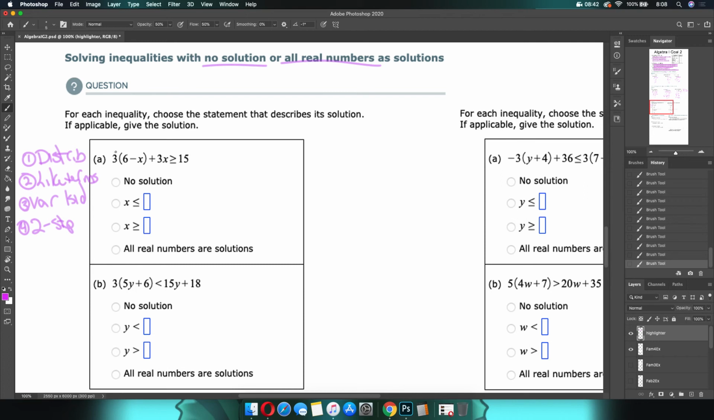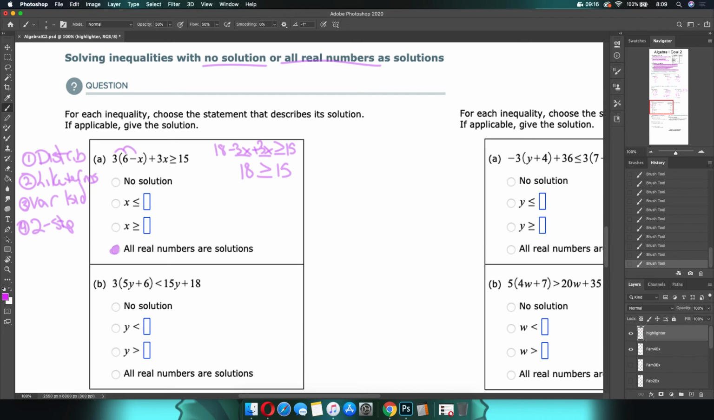So step 1, distribution. So what are we left with? 18 minus 3x plus 3x greater than or equal to 15. From here, let's see here, distribution is done. Let's talk like terms. So 3x and 3x, those are like terms, and they cancel out because 3 minus 3 is 0. So what are we left with? We're left with 18 and we're left with 15. And now you have to ask yourself, is 18 greater than or equal to 15? Yes, it is.